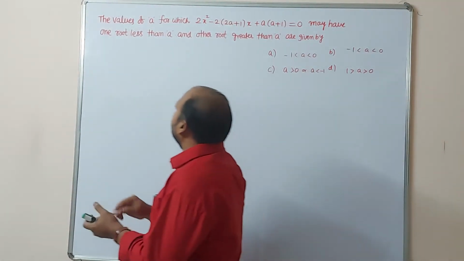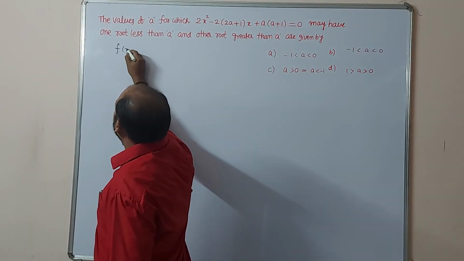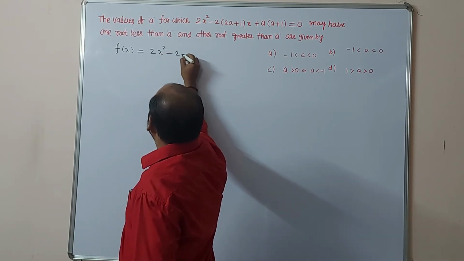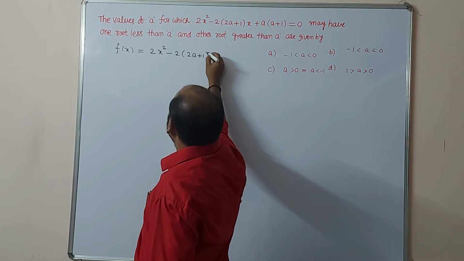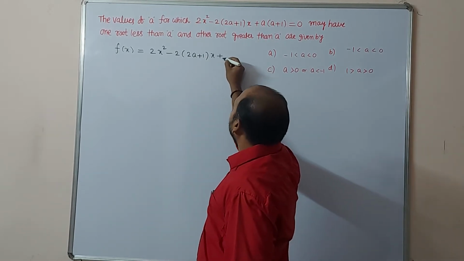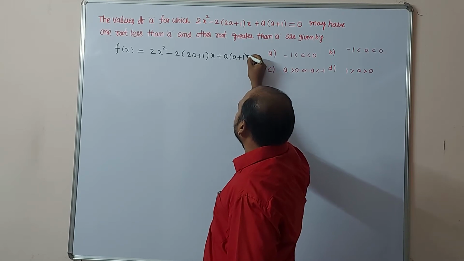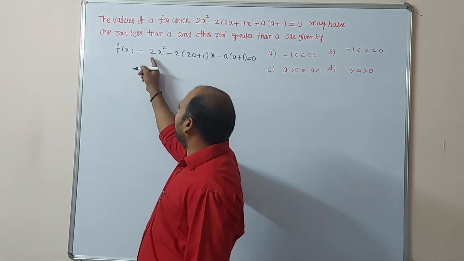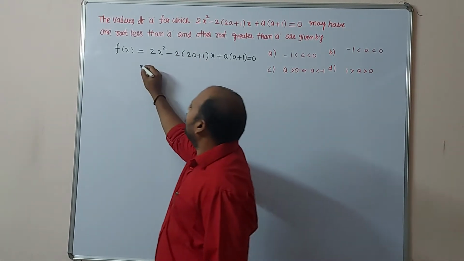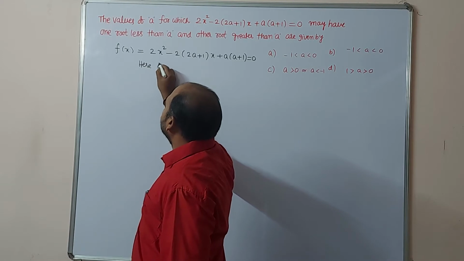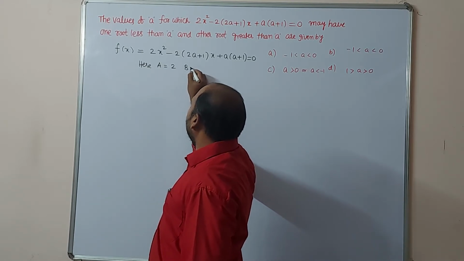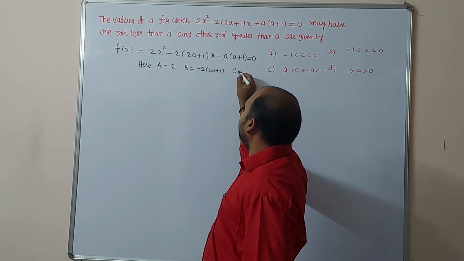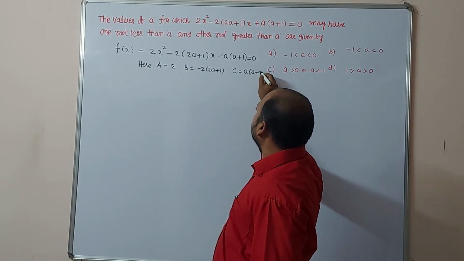So f of x you can write first. f of x is equal to 2x square minus 2 into 2a plus 1 into x plus a into a plus 1 is equal to 0. It is an absolutely quadratic equation. Compared with capital A x square plus capital B x plus capital C, here capital A is equal to 2, capital B equal to minus 2 into 2a plus 1 and capital C equal to a into a plus 1.